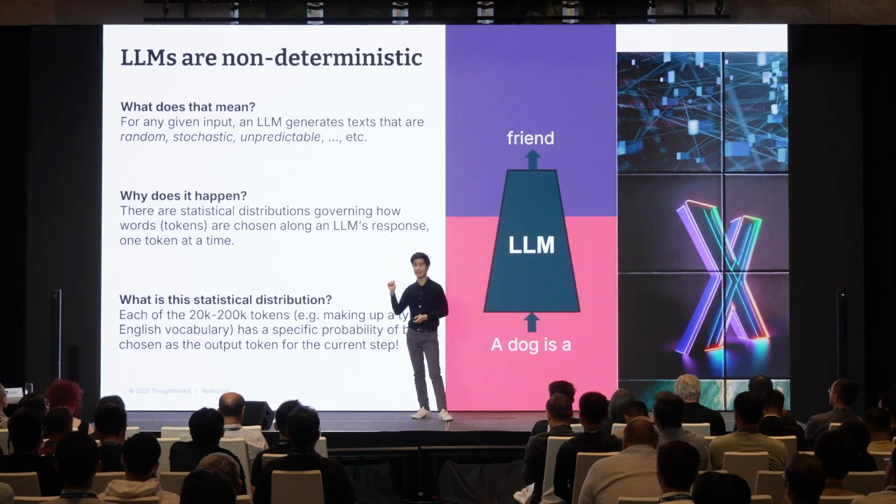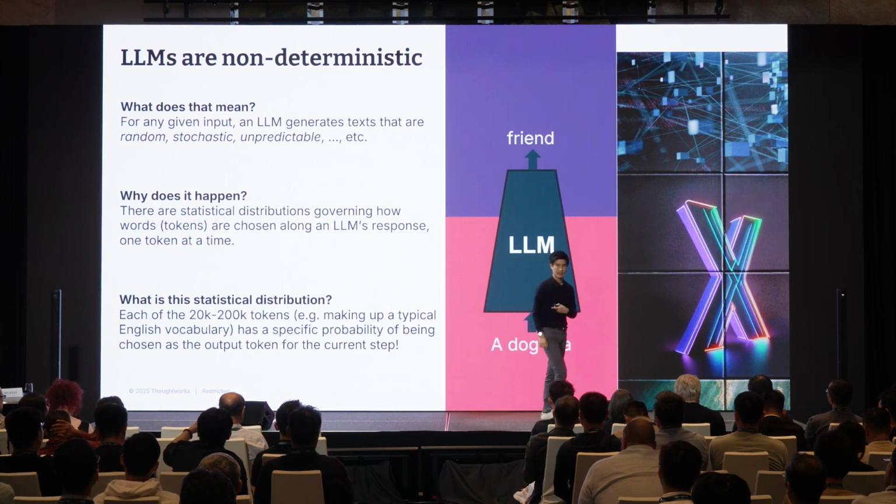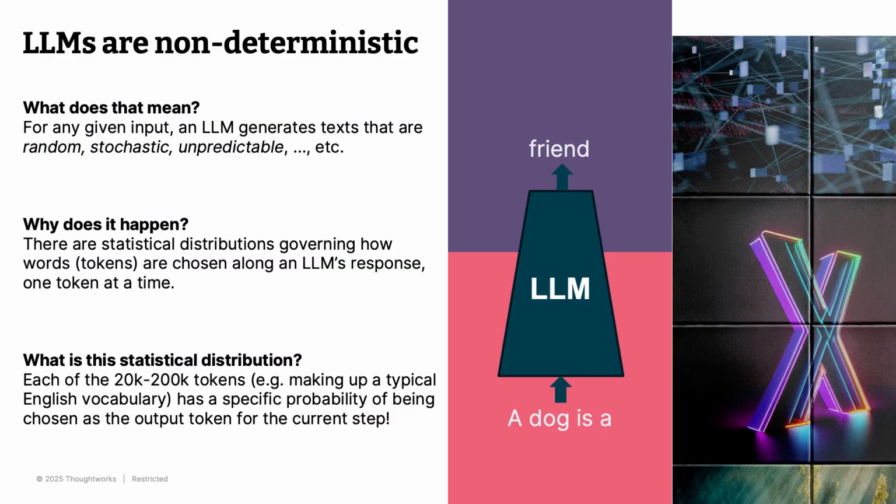As we can see in this example, if we input "a dog is a" to an LLM, it gives you a lot of possible outputs. Friend, canine, maybe cat, maybe "bundle of joy" for the next two and third words.